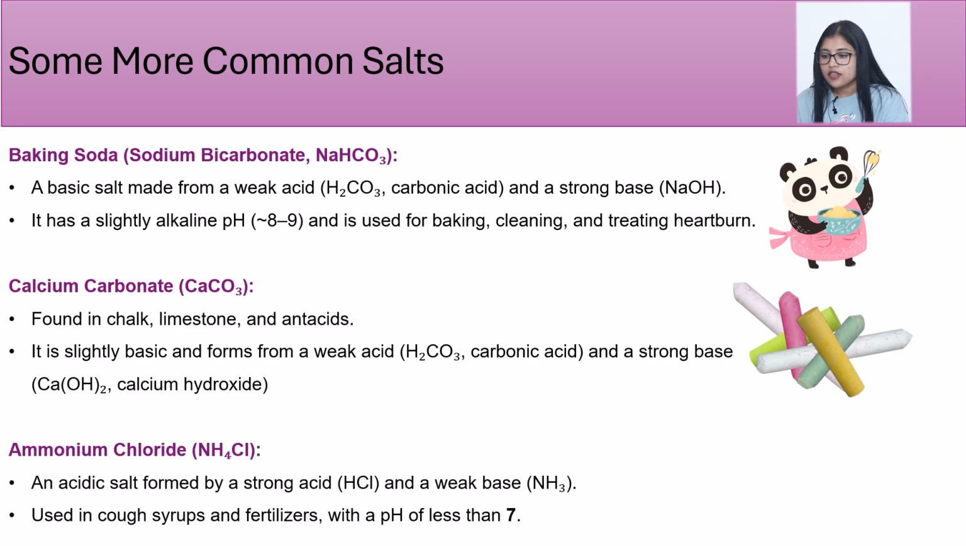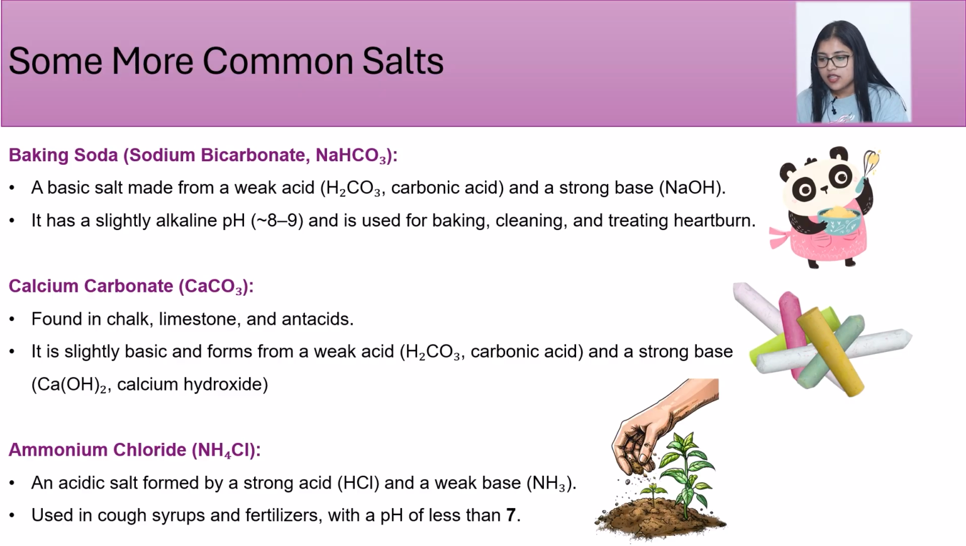Ammonium chloride is another common salt which is usually used in cough syrups and fertilizers, and this is formed by the reaction of ammonia with hydrochloric acid, and it has a pH of less than 7.